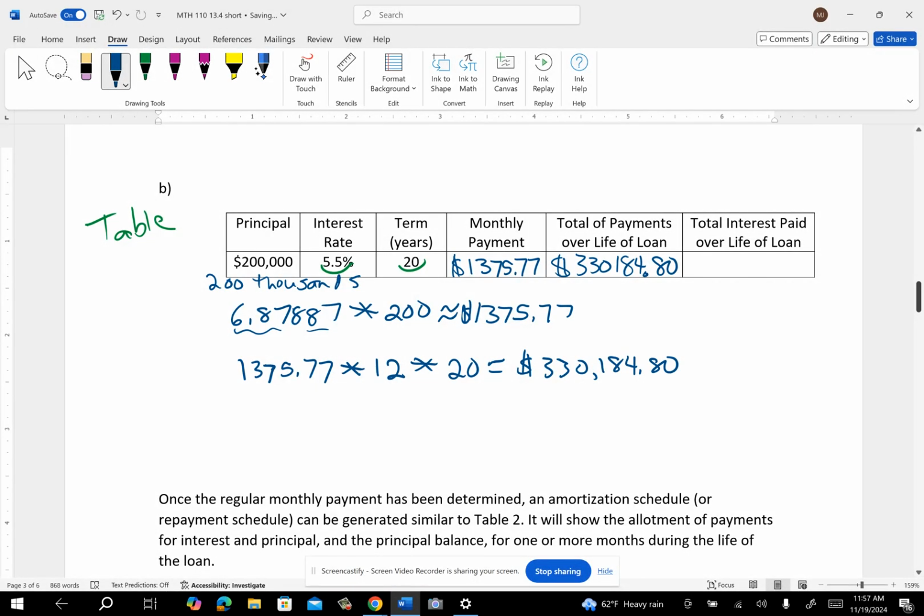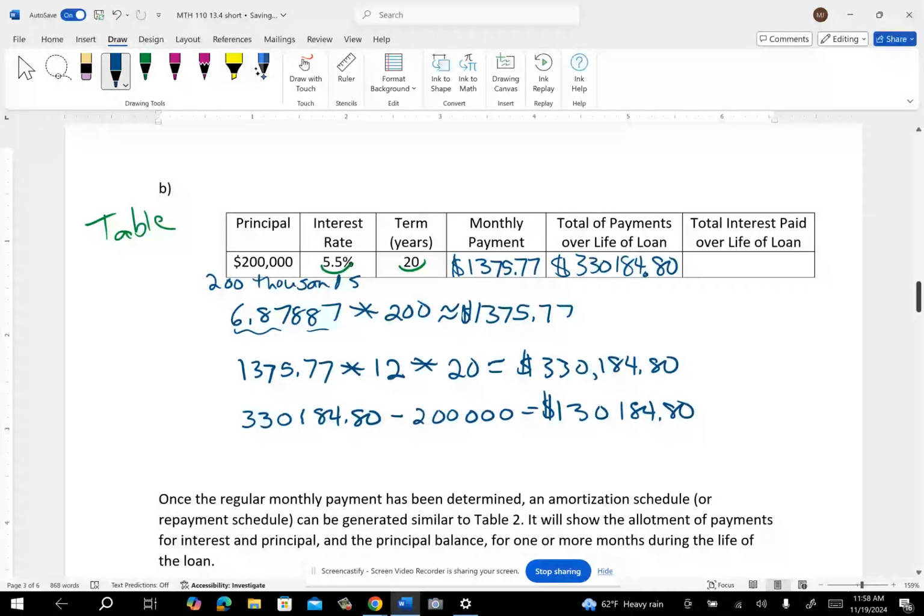So to calculate how much interest was paid, I just need to take the total amount I repaid minus the amount I initially borrowed. So when I subtract the $200,000 from that, that's $130,184.80, that's the extra amount I paid them above and beyond the amount borrowed. So that's the interest that I paid. So $130,184.80.